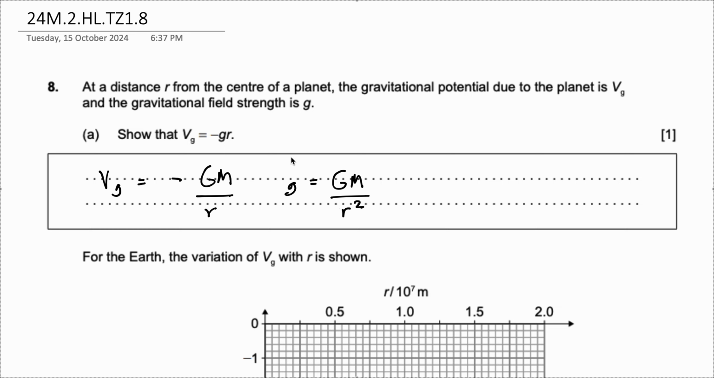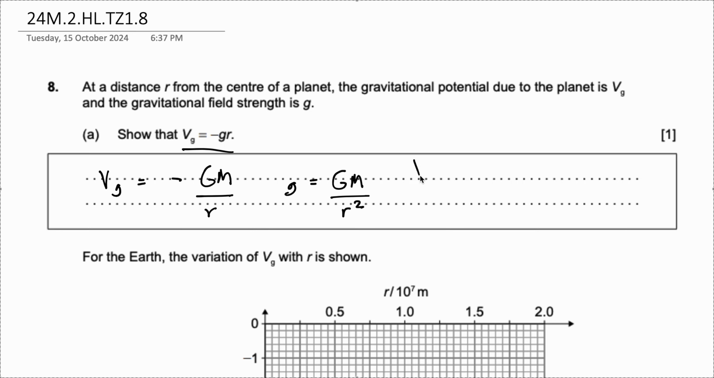Now I want you to just take a look at these two expressions. Are they not really similar? Well, yes, they are. The only difference is that g just has an r squared on the bottom, whereas Vg has just an r. So we can manipulate these two expressions to give us what we need.